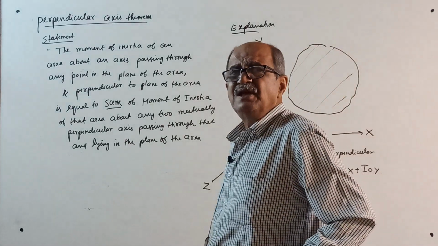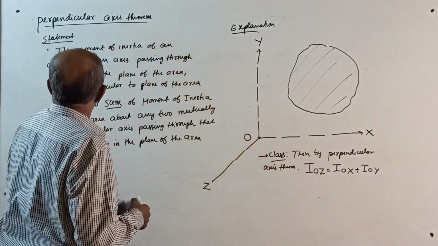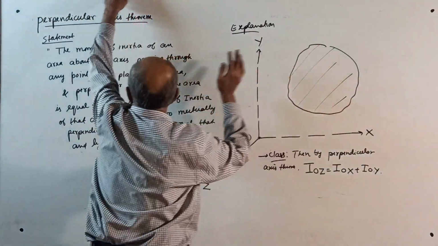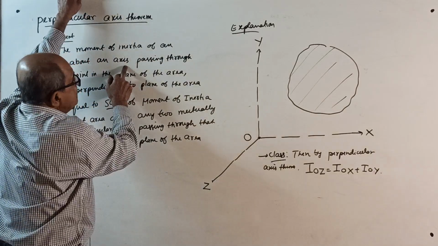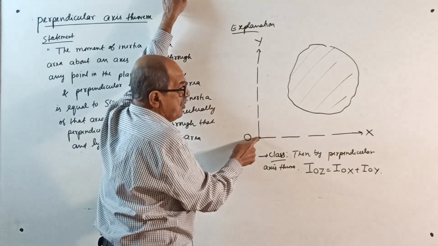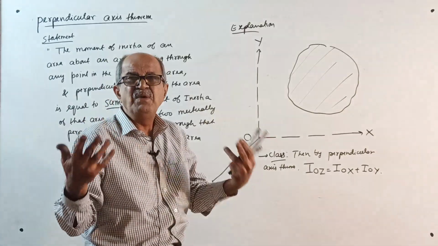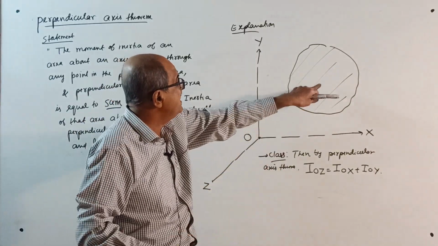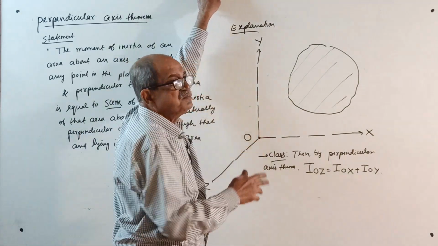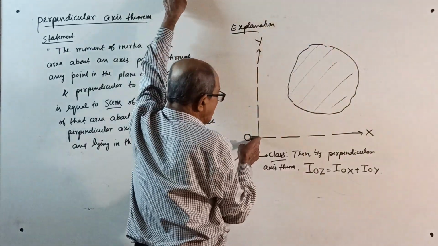Now, lastly today, a small one, the perpendicular axis theorem. Statement: moment of inertia of an area, see, some random area here, about an axis passing through any point. There is no rule that that point is the centroid or that it should lie within the area. It can lie anywhere. I take it outside because otherwise it will spoil the sketch.